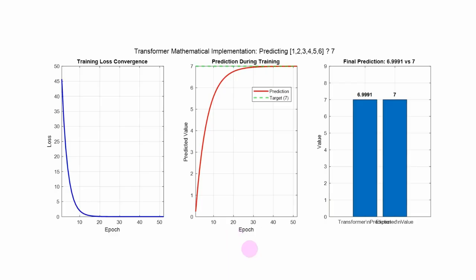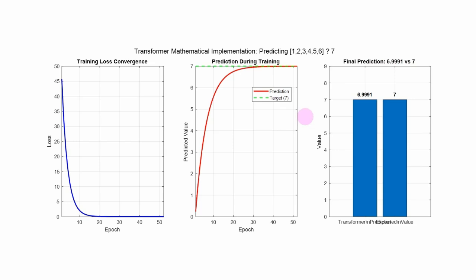After 2,000 epochs, our model converges beautifully. The loss plot shows exponential decay. It starts around 1, then drops to 10 superscript 1, 10 superscript 2, all the way down to less than 10. That means the predictions are incredibly accurate. And here's the final result. The model predicts 6.999987, which is essentially 7. The error is only 0.000013.